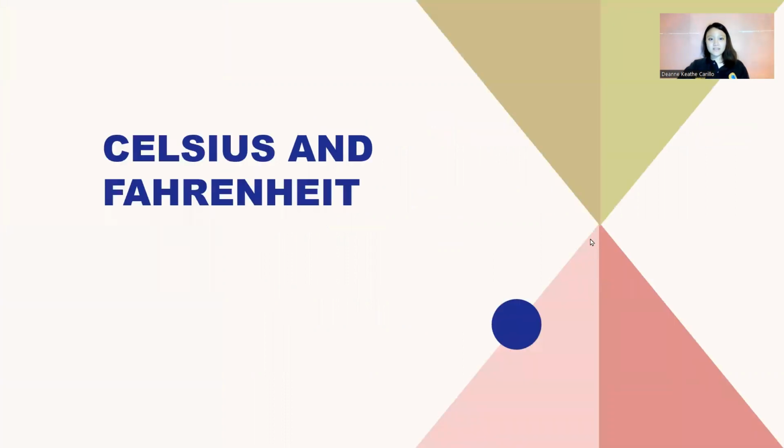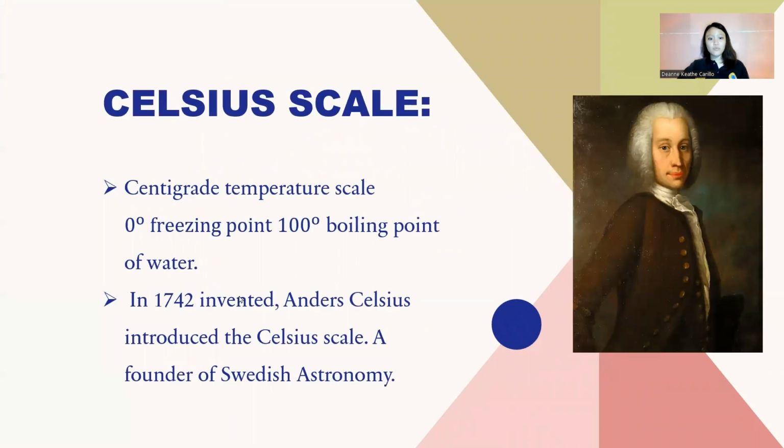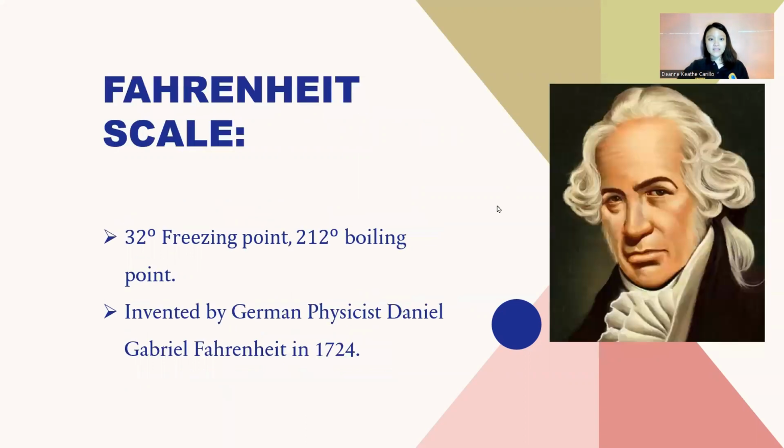So let's proceed. Celsius and Fahrenheit. The Celsius scale was invented by Anders Celsius in 1742. He was the founder of Swedish astronomy. And the Fahrenheit scale was invented by German physicist Daniel Gabriel Fahrenheit in the year 1724.